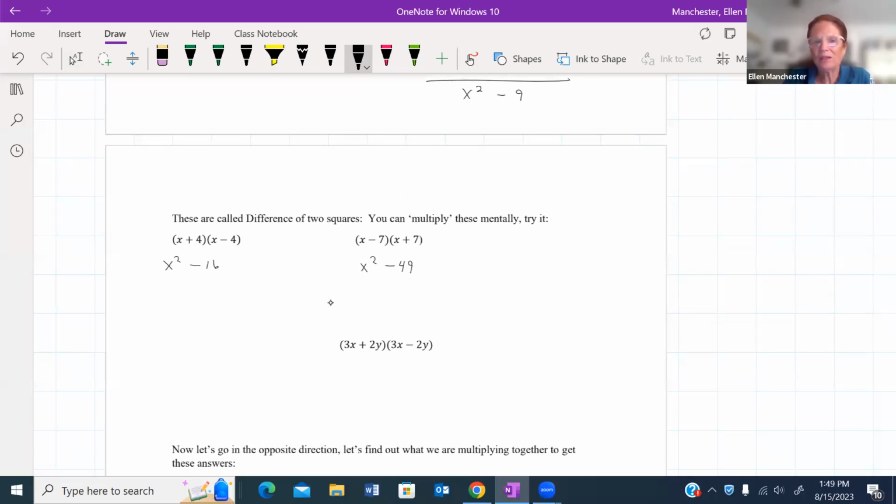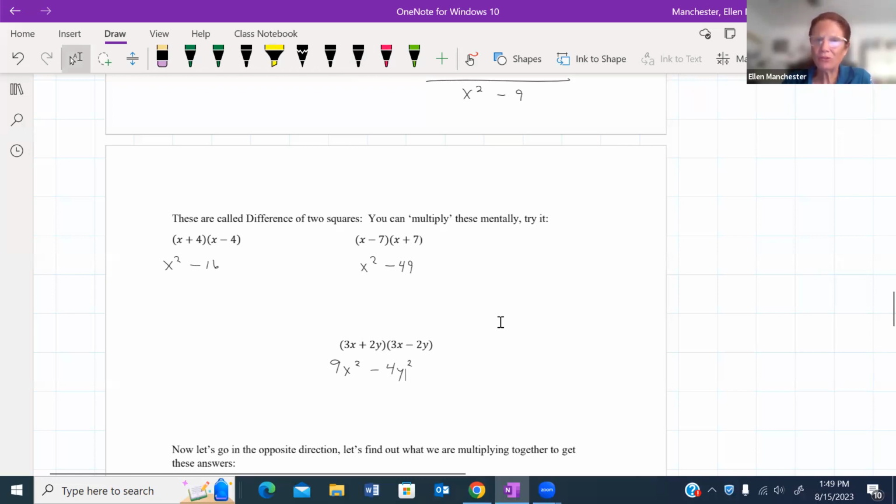Let's do the exact same thing. 3x times 3x is 9x squared. The outside is 3 times negative 2 is a negative 6xy. The inside is a positive 6xy, so those cancel. And then the last is 2y times negative 2y is a negative 4y squared. These are both perfect squares. 9 is 3 and 3, 4 is 2 and 2, and x squared and y squared both have even exponents.